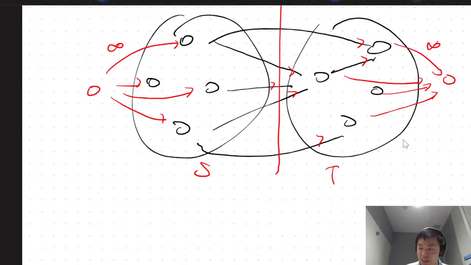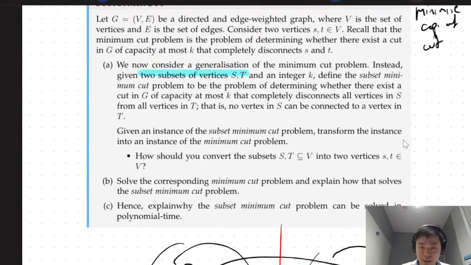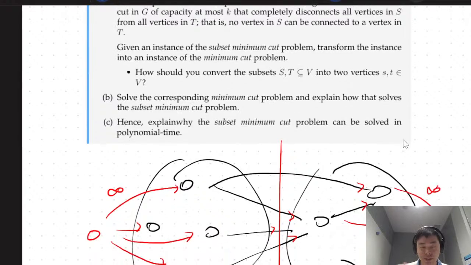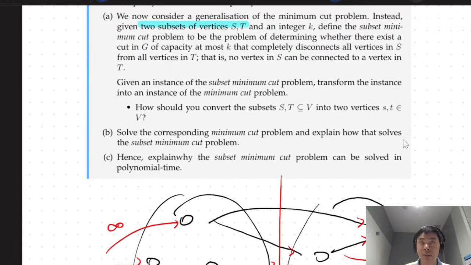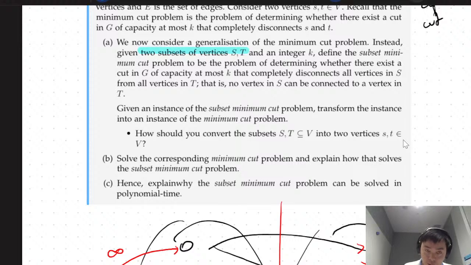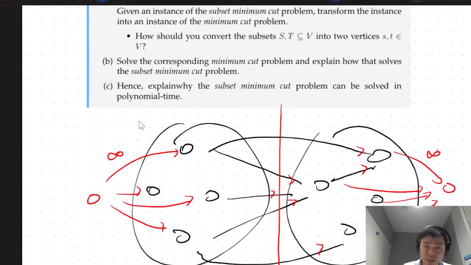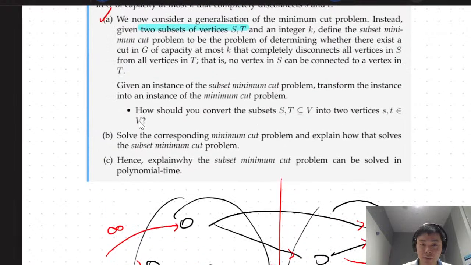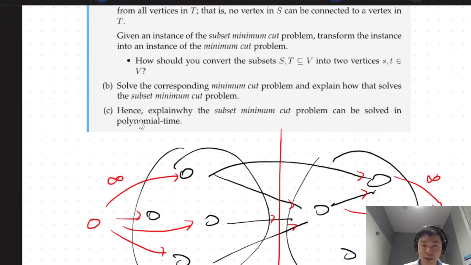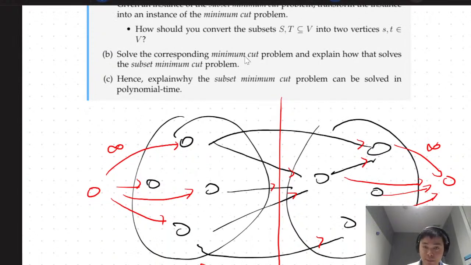Now we've converted it into an s-t problem where we can just run our max flow algorithms. So here we've just done part A. What we've done is construct a super source and super sink with infinite capacities on all of the edges we create. Then we solve the corresponding min cut problem. So suppose I solve the min cut problem. How does that solve the original subset min cut problem?